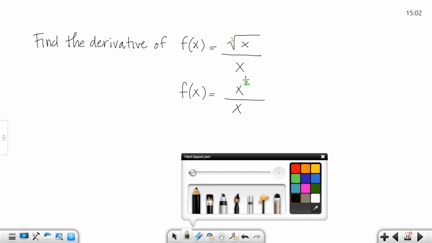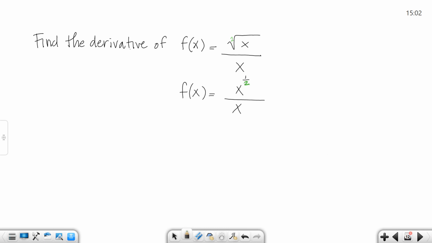Now I still can't work it that way, or I guess I could if I use the quotient rule. You're welcome to use the quotient rule here. But the easiest way to work it is to actually use exponent rules back from algebra. So remember, my exponent rules say I subtract my exponents. When I subtract the exponents, I get 1 and a 1/2.